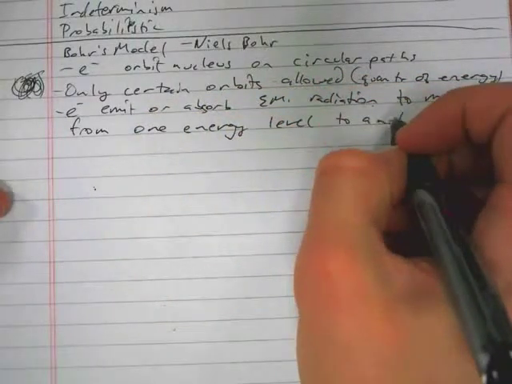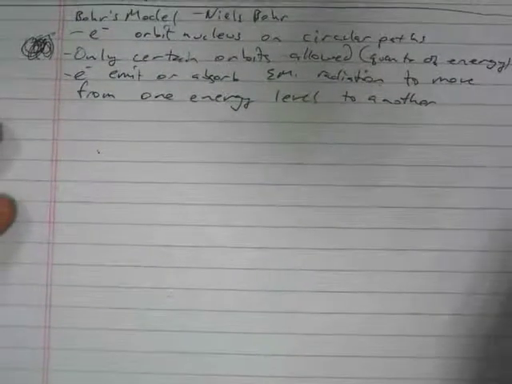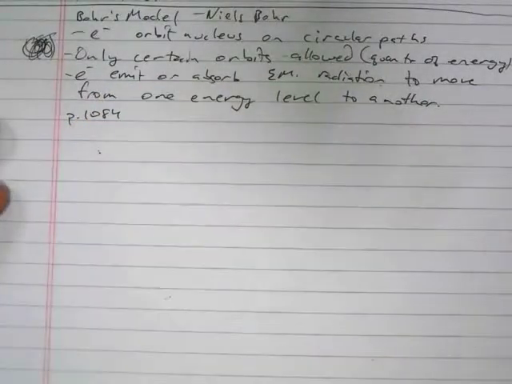Okay. He used the idea that the centripetal force applied on the electron is caused by the electric force. He derived the allowed orbits for hydrogen. That's on page 1084 in your book if you want to see the derivation. I'm just going to give you the result.